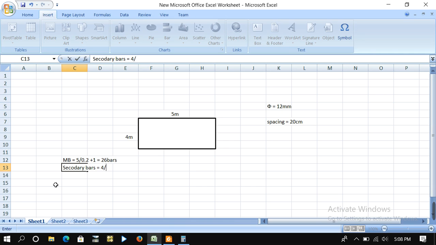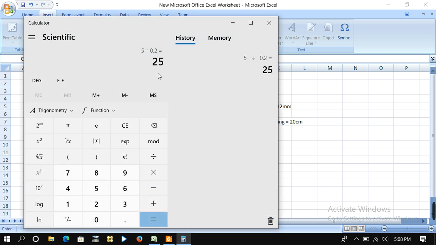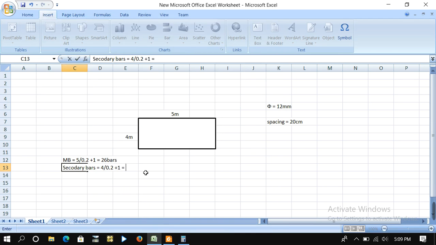Using that again, adding one for safety, we have here how much? 4 divided by 0.2, how much? 20. So adding 1, 20 plus 1, how much? 21 bars. So we have 21 bars in the longer direction.